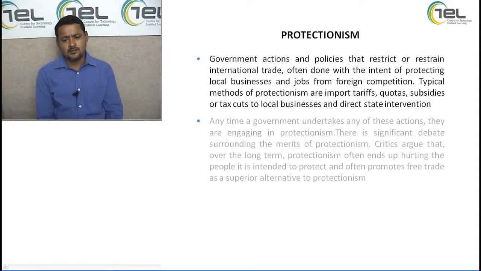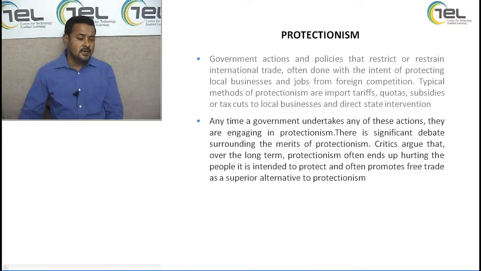Protectionism is government action and policies of certain states, countries in the world, which restrict and restrain international trade to a certain extent. It is done with the intention of protecting indigenous local businesses. Typical methods include import tariffs, quotas, subsidies, and tax cuts, which give the benefits arising out of trade to local businesses. So this is a kind of state intervention. To protect your own, you must kill others. To protect your own industry, you must kill foreign industry. So anytime a particular government undertakes any of these actions, they are engaging in protectionism.